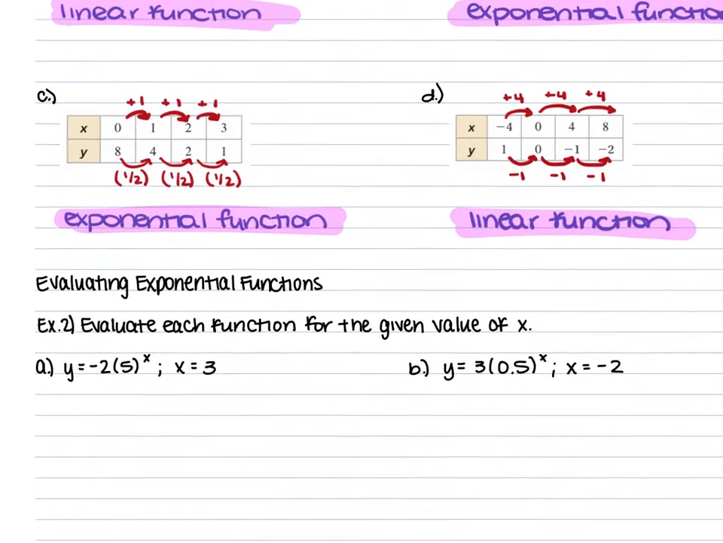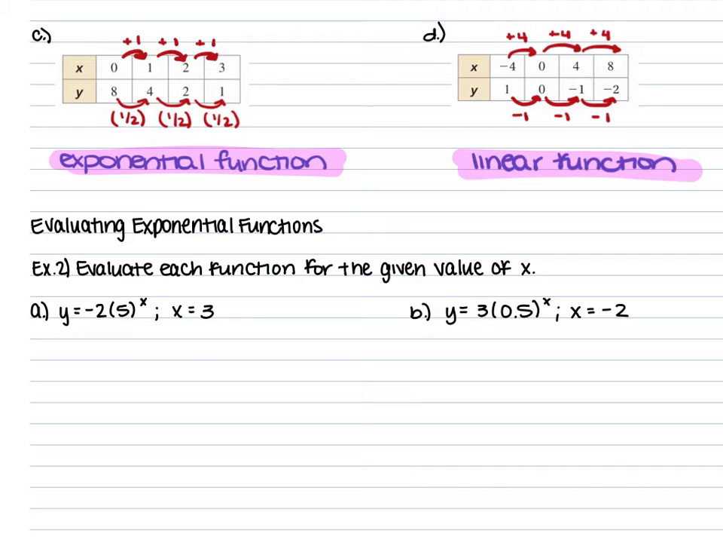For example 2, we're just evaluating these exponential functions, which means we're given a function as y is equal to or f of x is equal to, and we're told what x is equal to. Once we're told what x is equal to, we plug it in and simplify. That's it. So we're looking at example 2a. We're given y is equal to negative 2 times 5 to the power of x, where x is 3. So we're going to plug in that 3 for x and simplify.